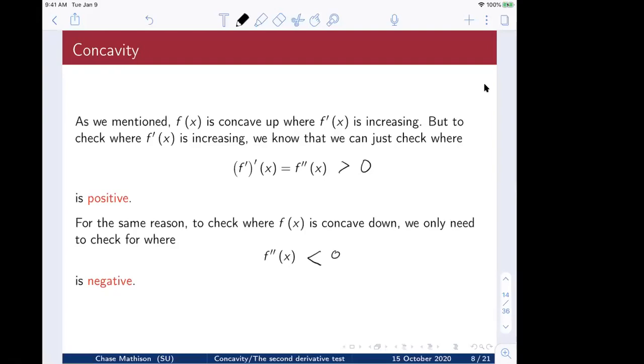Are there any questions about this? Does everybody see that checking that f prime is increasing is the same thing as checking where f double prime is positive? For the same reason that to check where f is increasing, you check where f prime is positive.